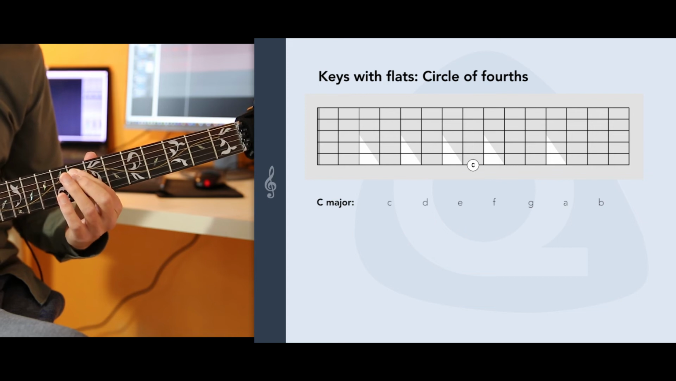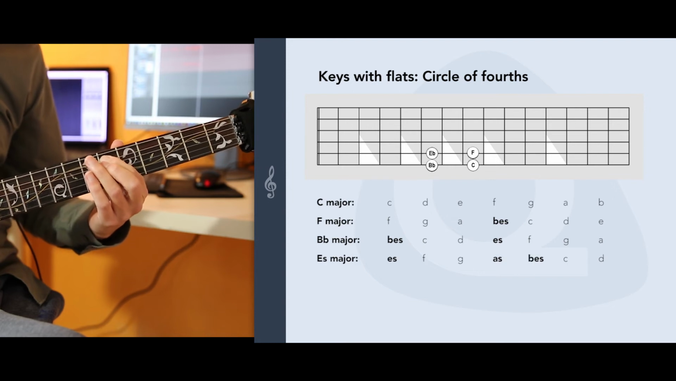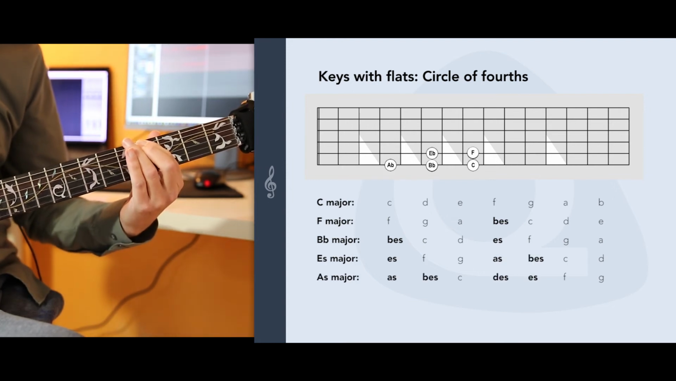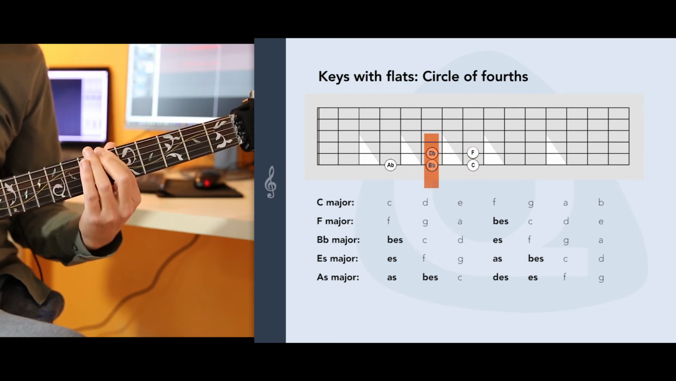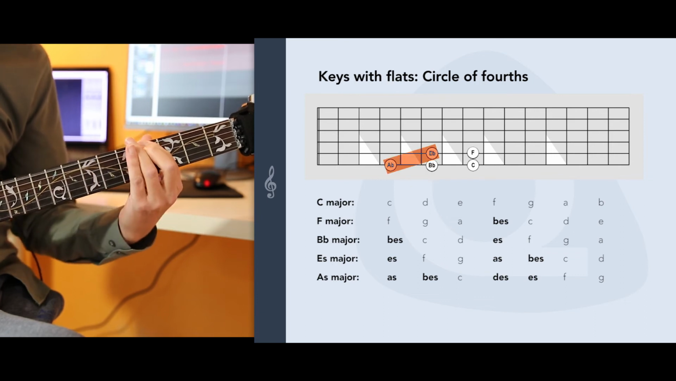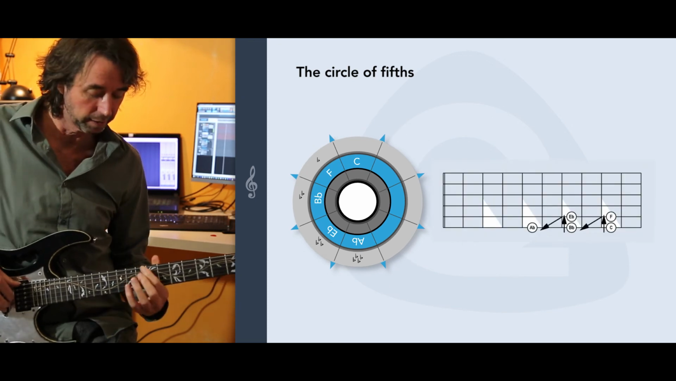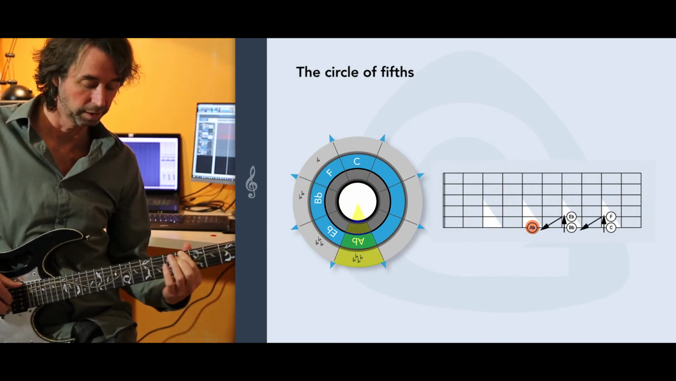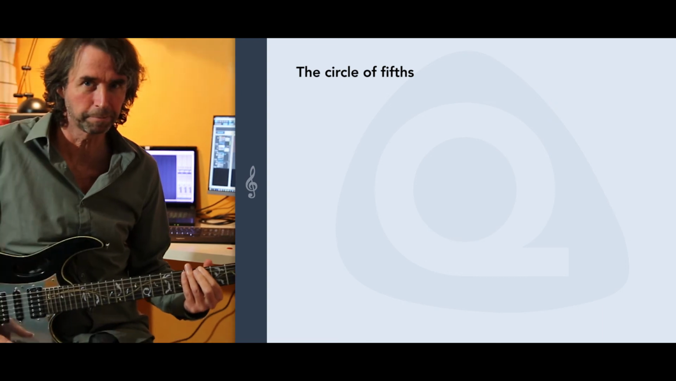C major, F major, B flat major, E flat major, and A flat major. All in fourths, fourth interval, fourth interval, fourth interval, fourth interval. So now let's put the keys with flats also in the circle of fifths, on the opposite side of the C major key. You can see it's a quite logical system and easy to learn, especially with our guitar neck mnemonic aid. Like this. Moving up in fourths, or moving up in fifths for the keys with sharps.